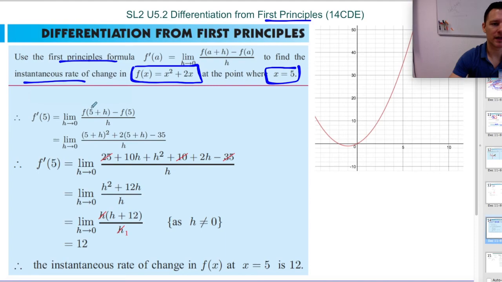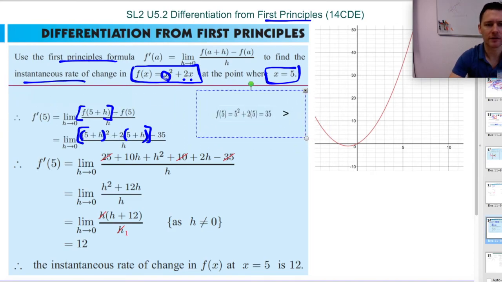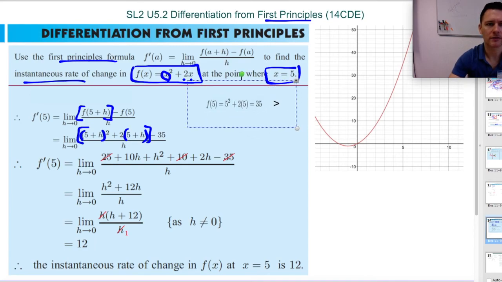If we take f of 5 plus h, that means we square the x. Our x in this case is 5 plus h. We square that, and then multiply 2 times that x, so 2 times this piece. So this is this. And this 35 is just f of 5. It's just this. F of 5 is put 5 into here. 5 squared plus 2 times 5, that's 35. So that's this piece. That's this piece.